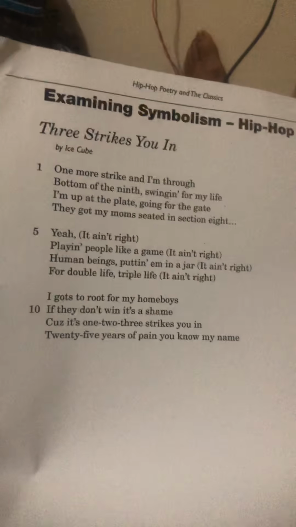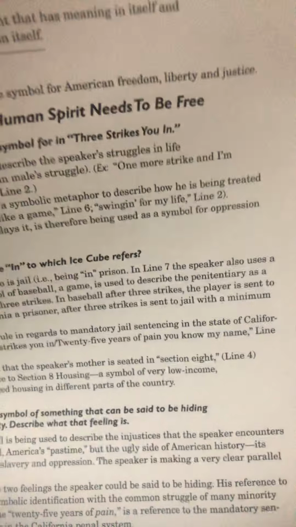Again, you have 13 assignments, so it'll be able to carry you on into the full 4 weeks. This is by Ice Cube. You have to listen to this song online. Examining symbolism, "Three Strikes." Once you look it up, you'll have this right here to help break it down if you need it. Unlike you won't, because you are a genius.